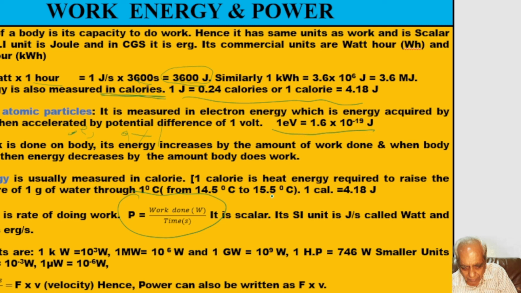Now, bigger units of power are 1 kilowatt, 10 raised to 3 watt, 1 megawatt, 10 raised to 6 watt, 1 gigawatt, 10 raised to 9 watt, and 1 horsepower, 746 watt. This is a practical unit, an engineering unit we call it. And smaller units are 1 milliwatt, 10 raised to minus 3 watt, and 1 microwatt, 10 raised to minus 6 watt.